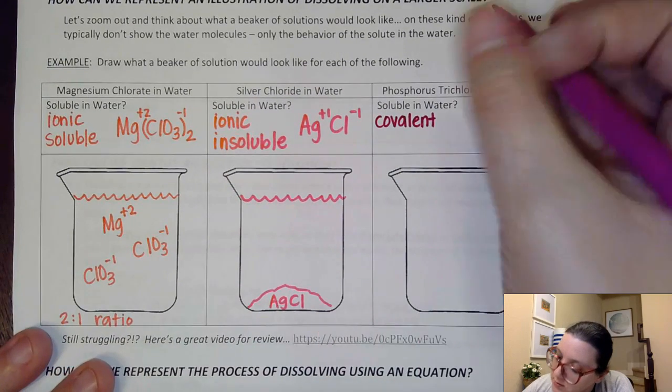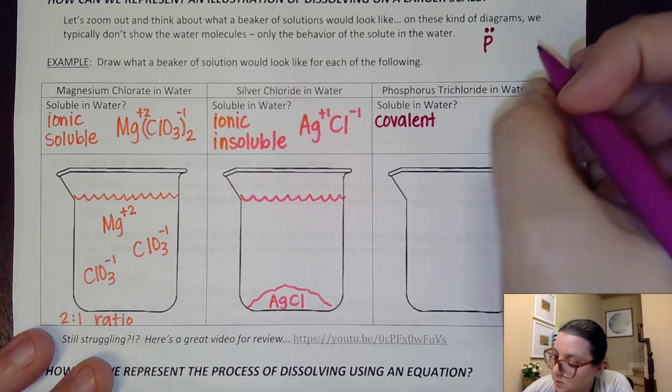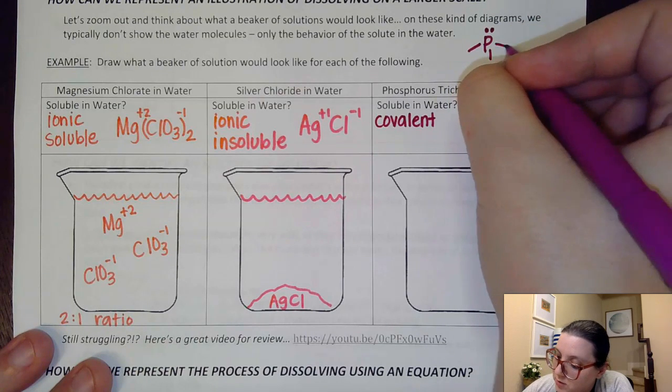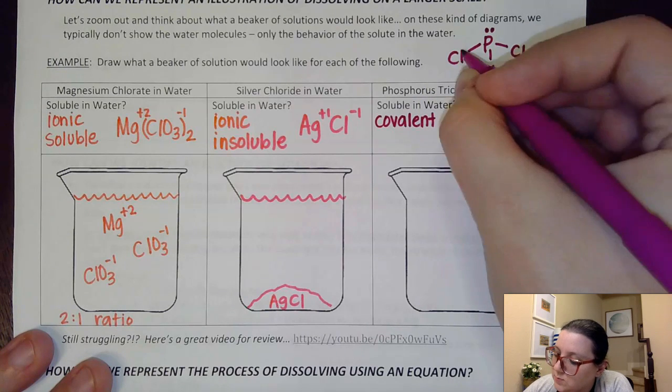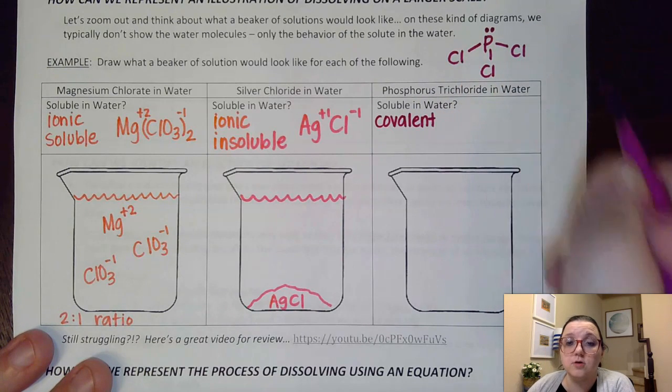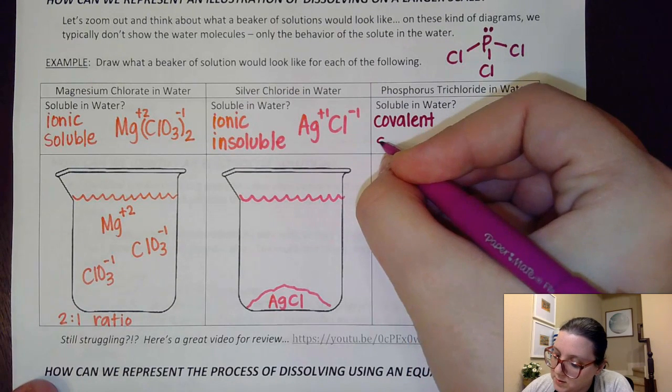Now, phosphorus trichloride, I would have my phosphorus with an unshared electron pair, and it would be bonded to 3 chlorines. I'm not going to put all the dots on chlorine. Obviously, each would have some peripheral electrons, but I can see just from looking at the central atom that this is going to be polar. And so in being polar, it would dissolve in polar water, like dissolves like. And so therefore this one would be soluble.